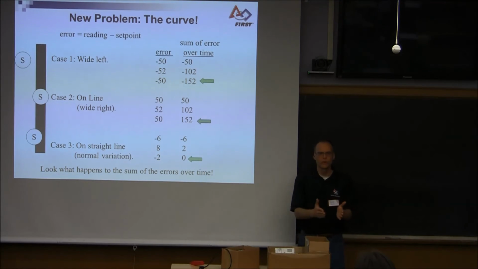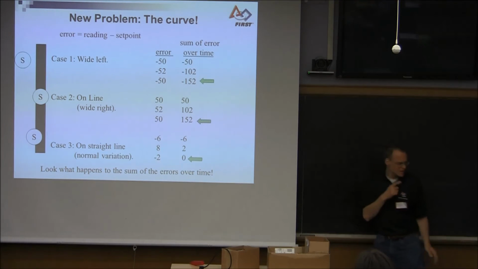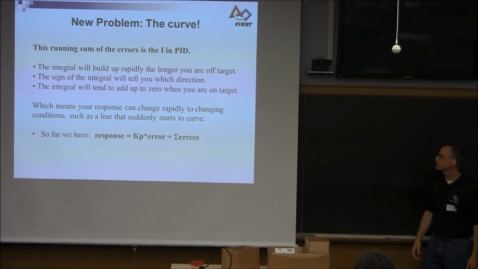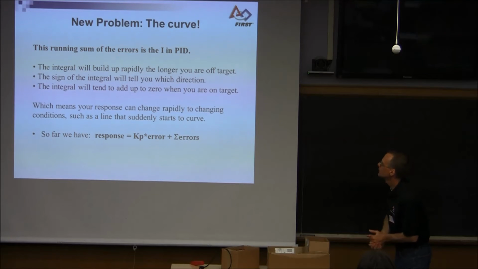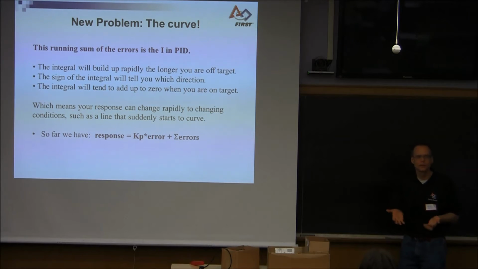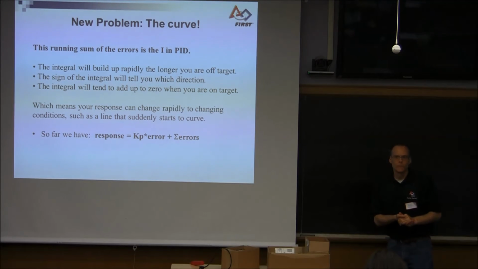If I just have normal variation, I'm going to have little pluses and little minuses. So that's kind of interesting. By the way, that's not that 1/92. That's the integral. That's the I in PID. And what it does, it builds up really rapidly the longer you're off target. The sign will tell you which side you're off or which direction you're going: too fast, too slow, too left, too right. And if you don't need it, the integral will tend to add up to 0 over time, which means it doesn't affect the proportional part.